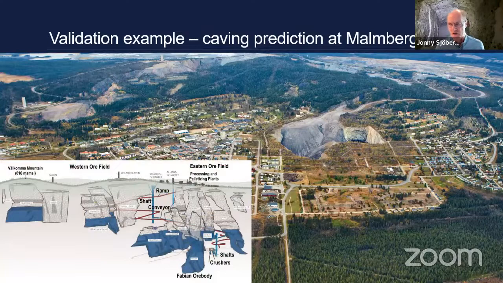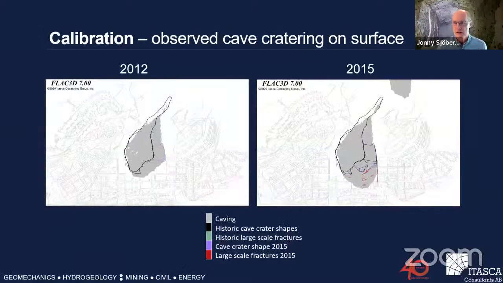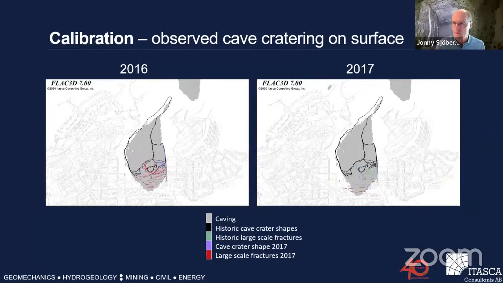Just a figure showing the ore body is really complex, truly 3D geometry. So what was done here? Well, we had observations from the ground surface. All of these black lines here are observed cave cratering. The purple and red are new cave craters and fractures on the ground surface. And the gray is predicted caving and fracturing from the model. So this is a calibrated model. It was calibrated against a range of years. And you see overall quite good agreement.